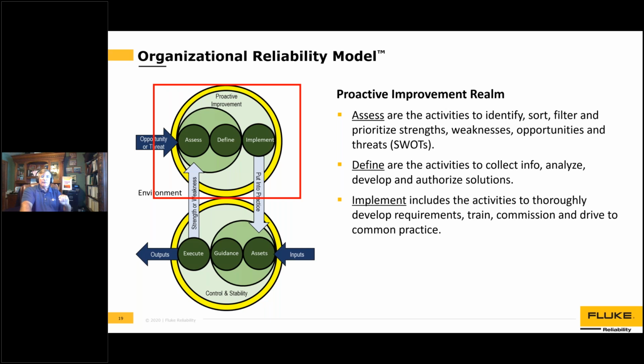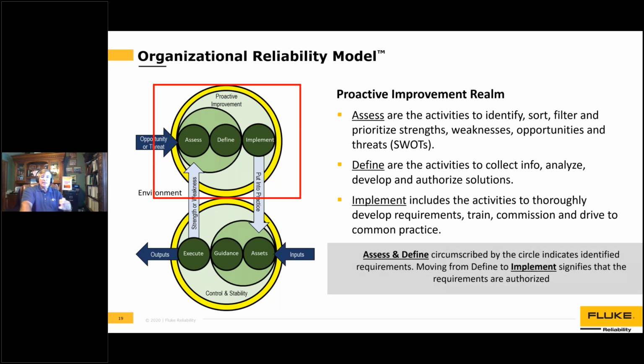Once you move outside of that encompassing circle into implement, implement includes, once you've authorized a change, the activities to thoroughly develop the requirements, train, commission, drive it to common practice, right? So again, assess and define are circumscribed by the circle. It indicates that they are identified requirements. And then moving from define to implement signifies that the requirements have been authorized.